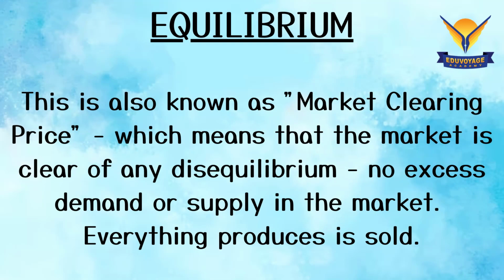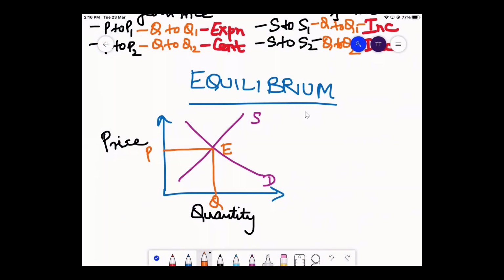Now, this is also known as market clearing price. So basically the market clears. Whatever is being produced is being sold here. So P is the price which automatically gets adjusted in a market economy, and in a mixed economy. Now, what happens if the price goes up?